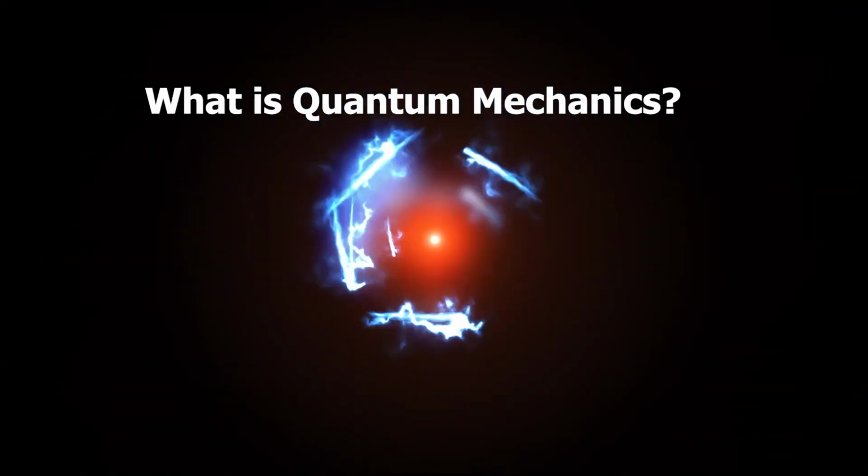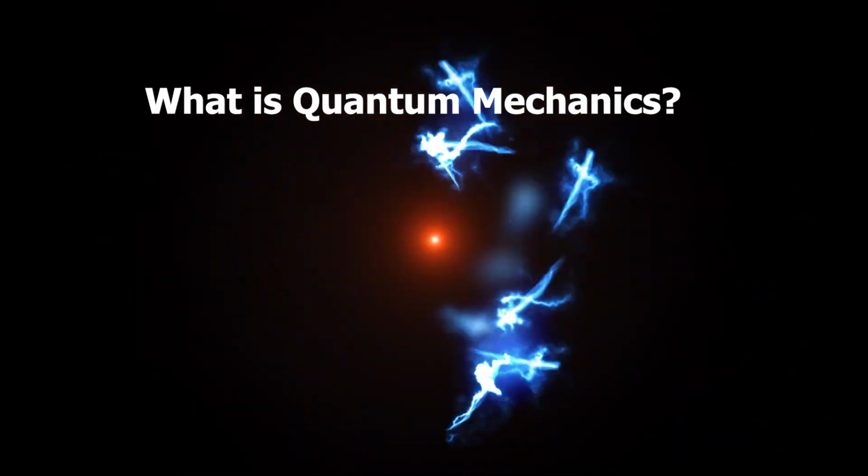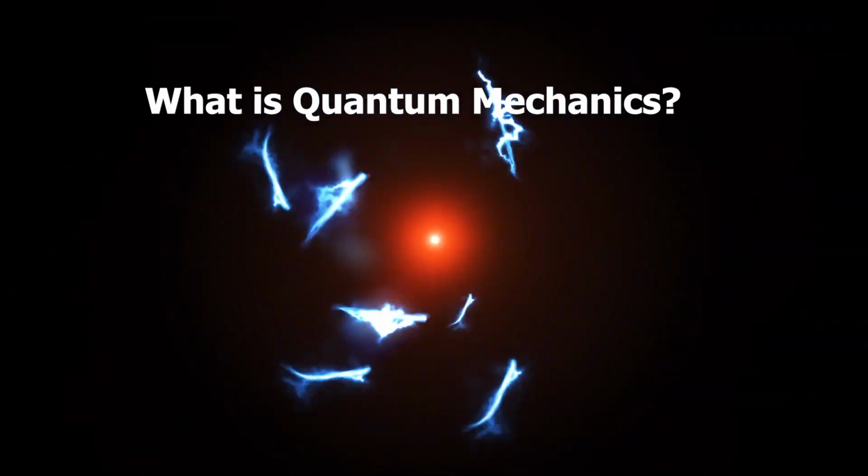What is quantum mechanics? At its core, quantum mechanics is the branch of physics that describes how the universe behaves at the smallest scales. Think atoms and particles even smaller than atoms. At this level, the classical rules of physics, like Newton's laws, no longer apply. Instead, particles behave in ways that seem illogical, unpredictable, and even magical.